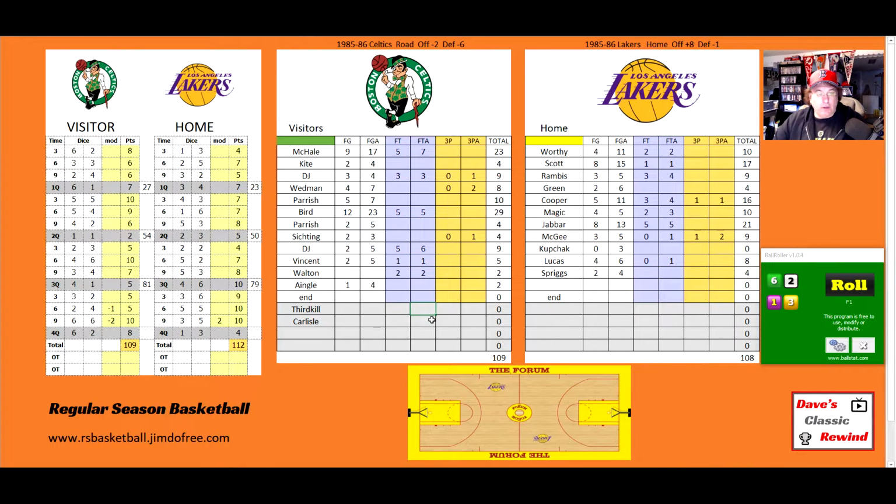For the Lakers, 1 and 3. Worthy was 0 for 3. Byron Scott was 1 for 3. And then Rambis was 2 for 2 from the line. And that gets us our 112 to 109 final.